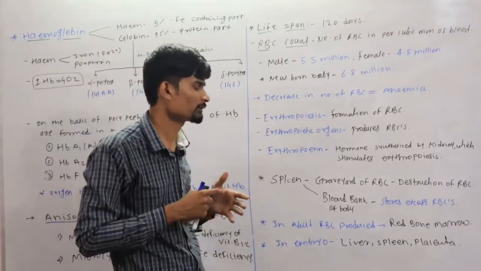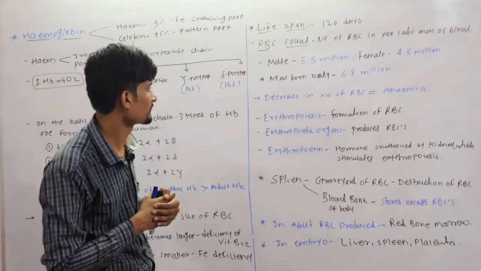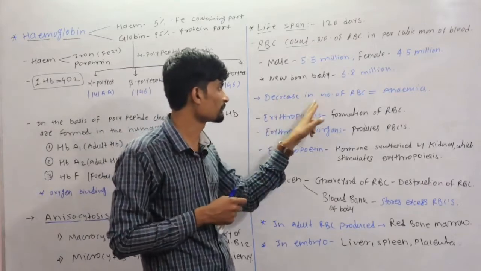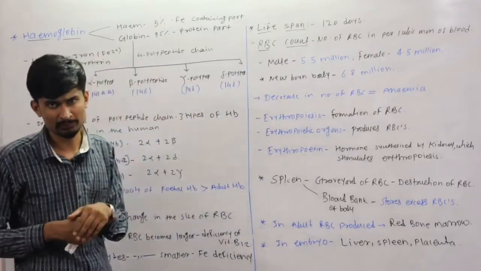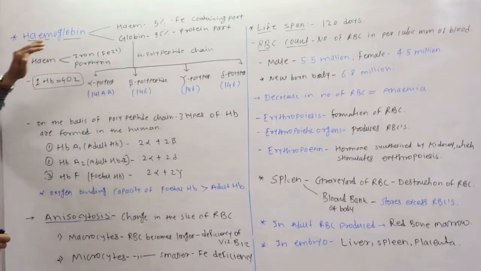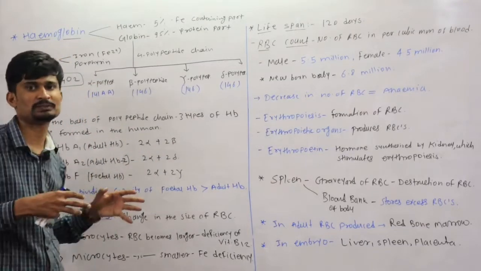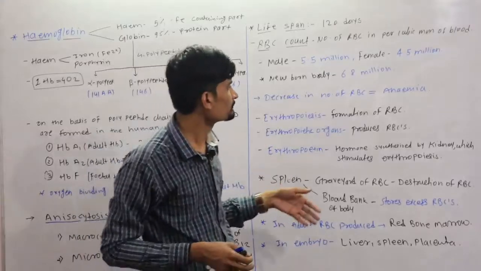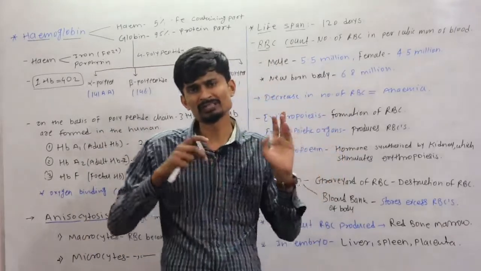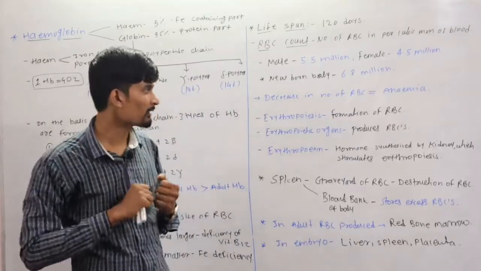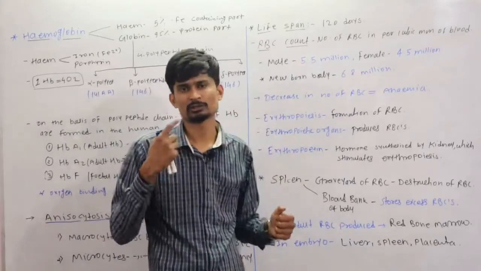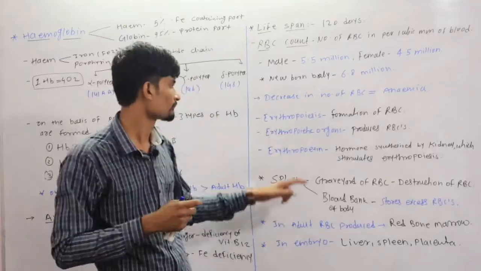Now there are some terminologies related with the RBC. Decrease in number of RBC is called as anemia. Actually, the decrease in amount of hemoglobin is called as anemia, but you know that the hemoglobin is present inside the RBC, and that's why, student, if there is a decrease in number of RBC, obviously there is a decrease in hemoglobin concentration. So that is why decrease in number of RBC is also called as anemia.